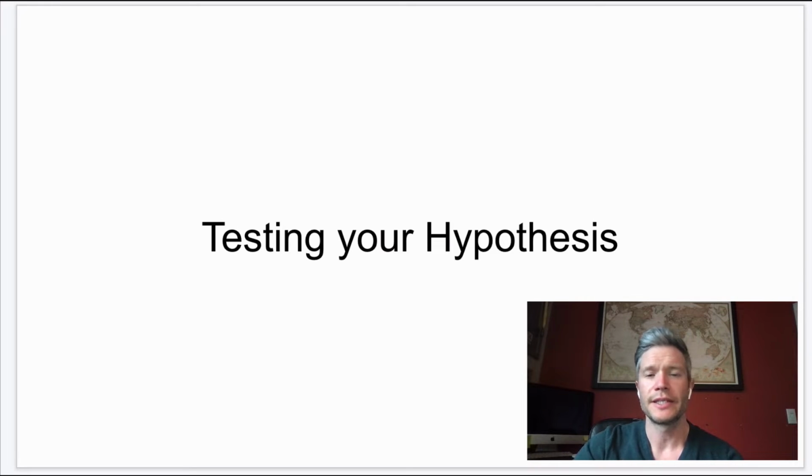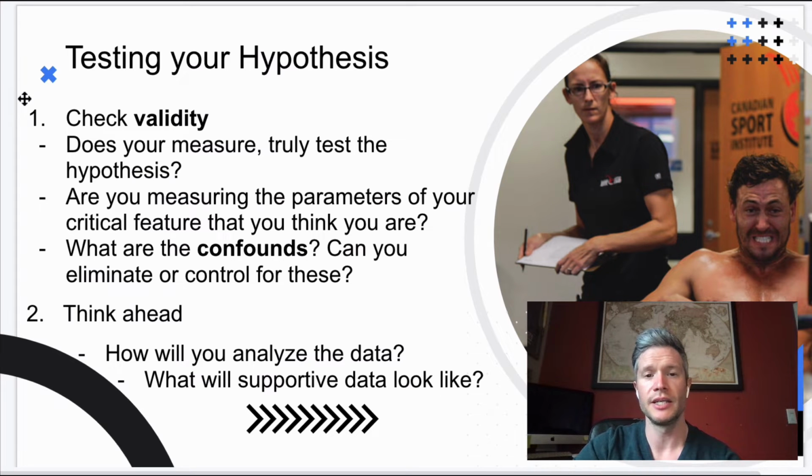We'll revisit testing your hypothesis. The main point here is we want to check the validity of what you're testing. You'll get some feedback from part 1 on this, but ultimately you should go back and double check, and ask yourself some questions. Is what I am hoping to measure in the lab actually what I want to measure? Is it actually going to look at the variables that I believe are critical features important to this?